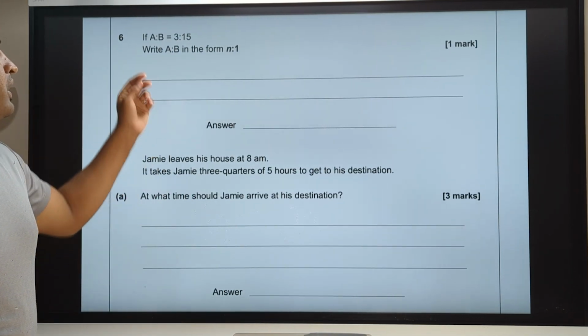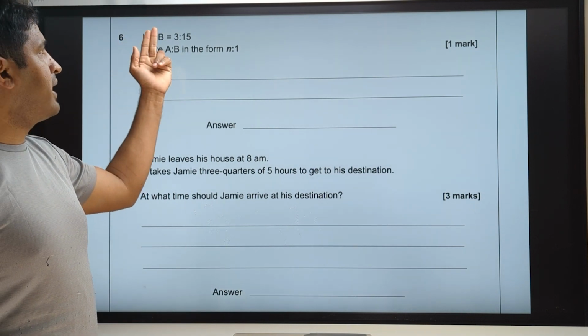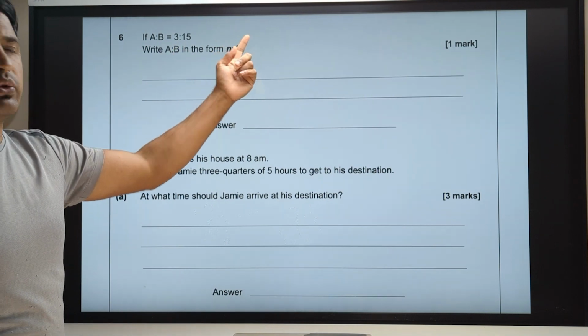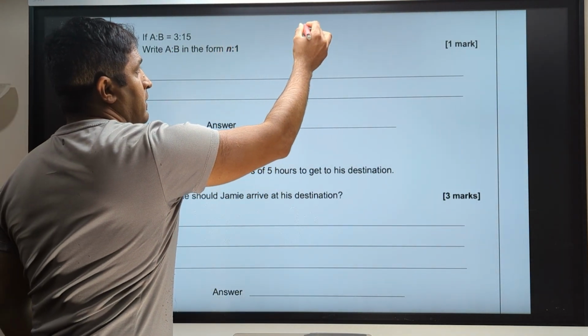Question 6. The ratio problem here. A and B are in the ratio 3 to 15. Write down A to B in the form n to 1. So let's write it down. Okay, we got A to B.